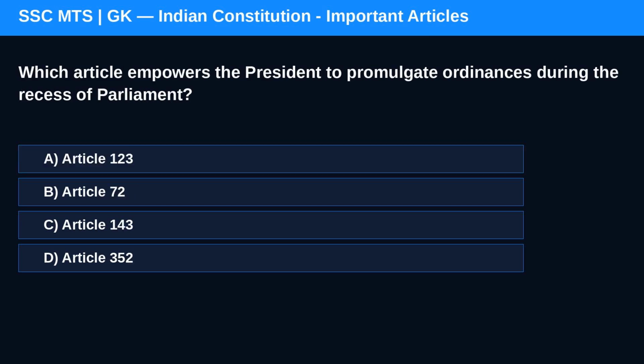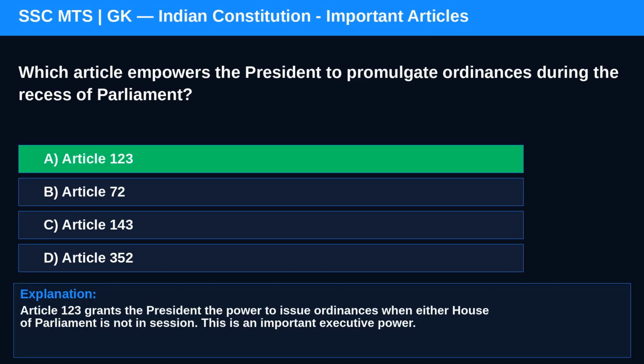Question 3. Which article empowers the President to promulgate ordinances during the recess of Parliament? Option A, Article 123, Option B, Article 72. Correct answer is A. Article 123 grants the President the power to issue ordinances when either House of Parliament is not in session. This is an important executive power.